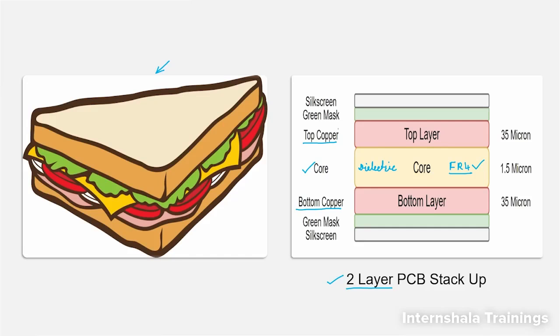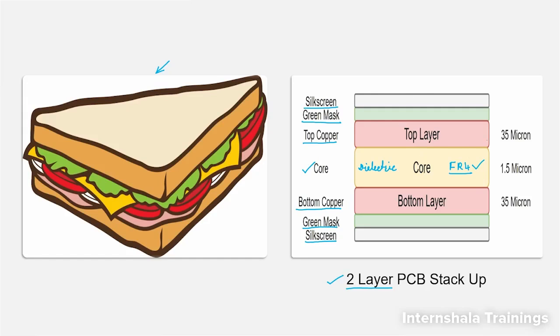You can see that on top of the copper layer there will be a green solder mask, and on top of that there will be silk screen. In the same way, as the PCB is always symmetric, on the bottom side there will be green masking and again silk screen. That's how a 2-layer stackup looks like.